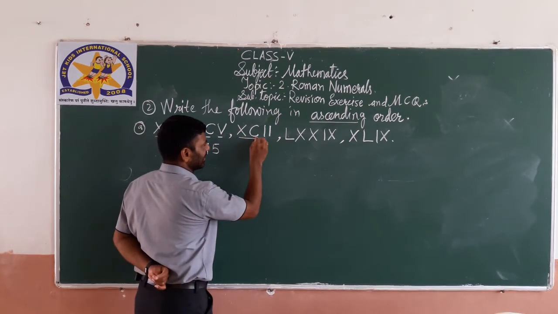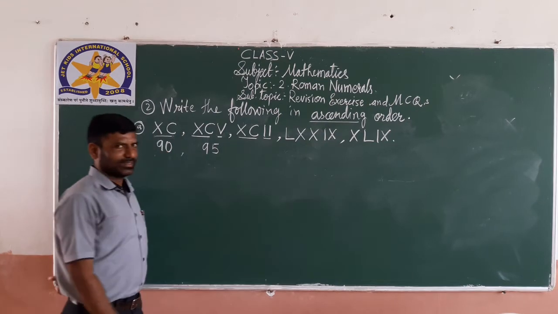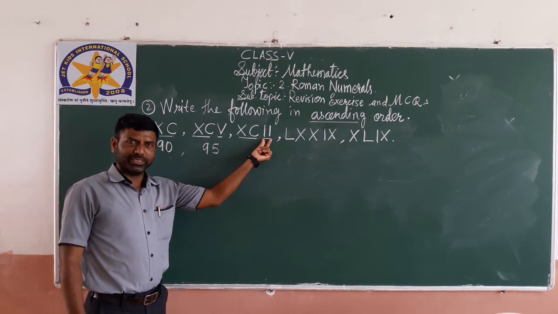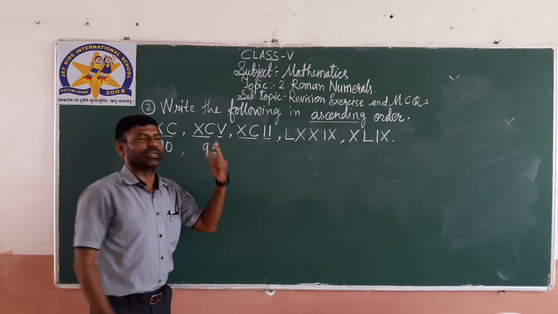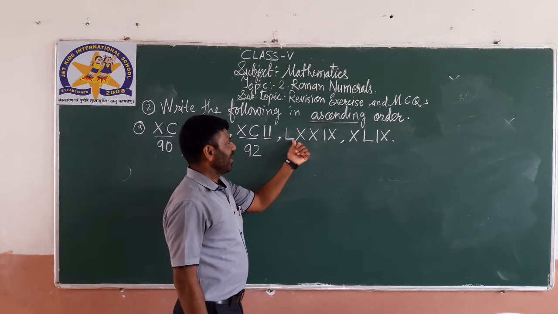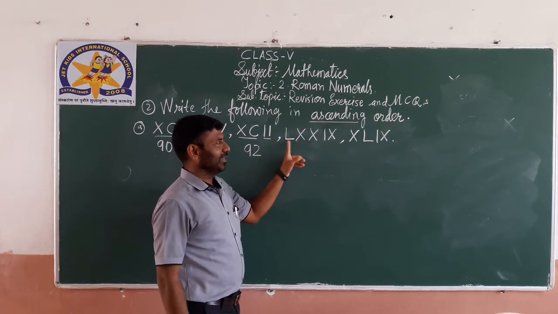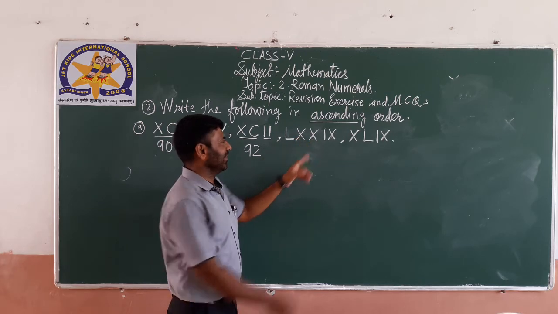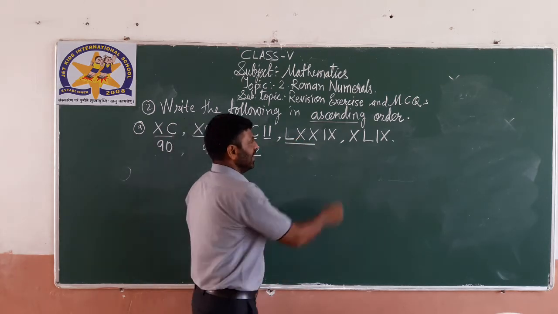Again, XC is one pair and II. XC means 90, II means 2. 90 plus 2, 92. Then L means 50. 10 plus 10, 50, 60, 70. This is one pair.